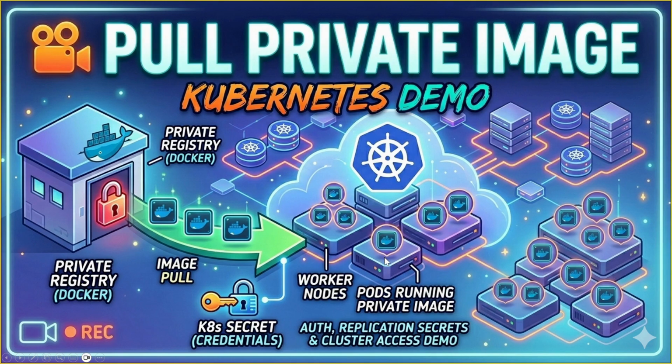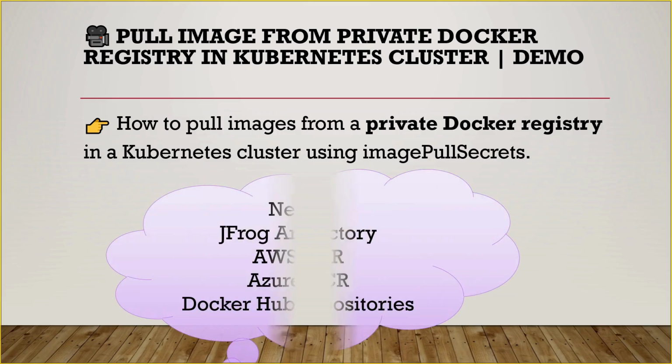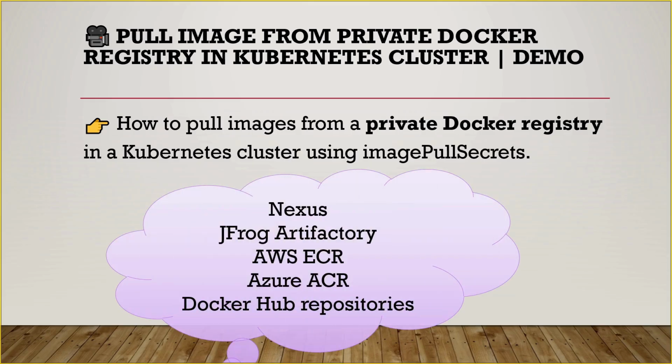Today we are going to see a very common real world DevOps scenario, that is how to pull images from a private Docker registry in a Kubernetes cluster using image pull secrets. This works with any private registry like Nexus, JFrog Artifactory, AWS ECR, Azure ACR, or even private Docker Hub repositories.